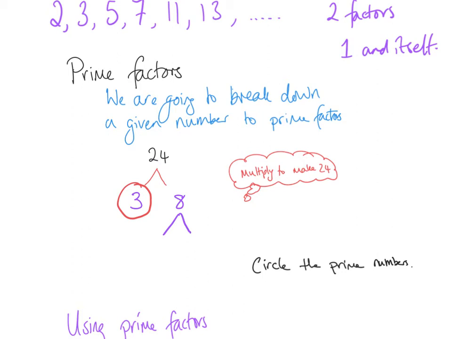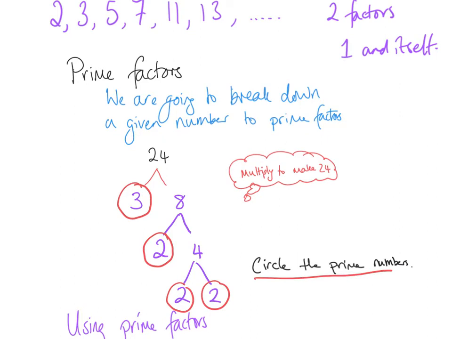So to get 8 we're going to do 2 times 4, and 2 is a prime number, and then 4 we can break down again to get 2 times 2, which are both primes. So we're going to circle the prime numbers like I've done in red there, and they're the values that make up the prime index form or the prime factor form. So you're going to have 2 times 2 times 2 times 3, which we can simplify down to 2 to the power of 3 times 3. So that is what we call prime factor form or index form, because we've broken it down to prime numbers as we go through.